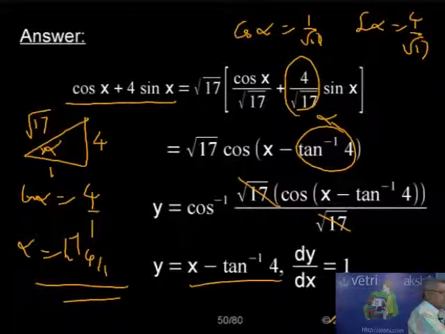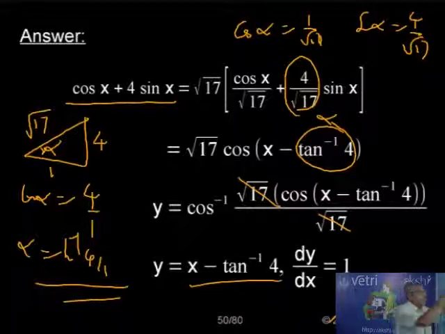Cos alpha cos x, sin alpha sin x, that is cos(x minus alpha). Tan alpha is 4, therefore alpha is tan inverse 4. Alpha is replaced by tan inverse 4. So we are getting cos inverse cos theta, that is theta. We get x minus tan inverse 4. dy by dx is 1. Hope it is clear.